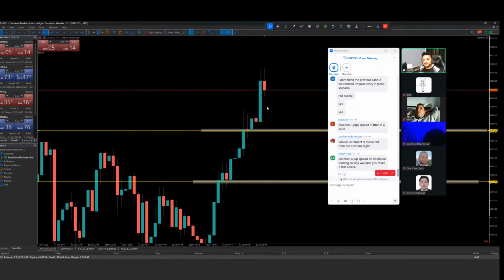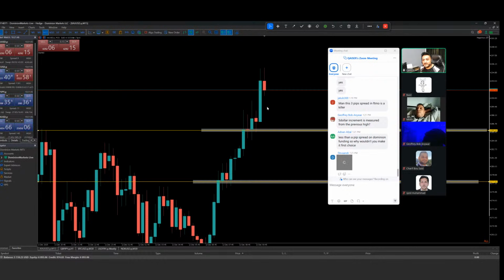$5 increment is measured from the previous high. $5 increment is measured from the round figure 42.90. Just give me 1 minute.